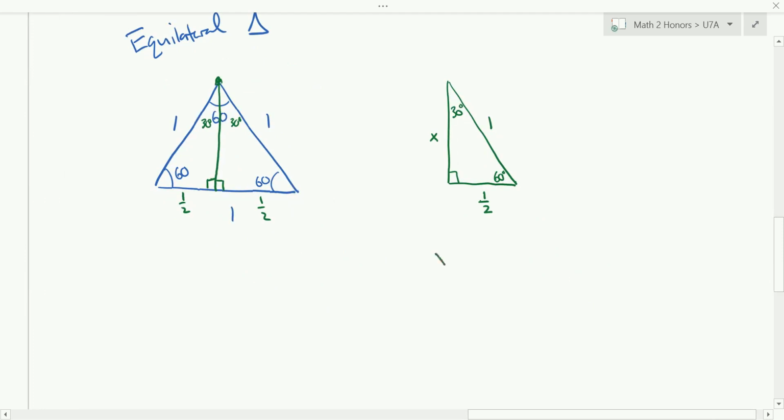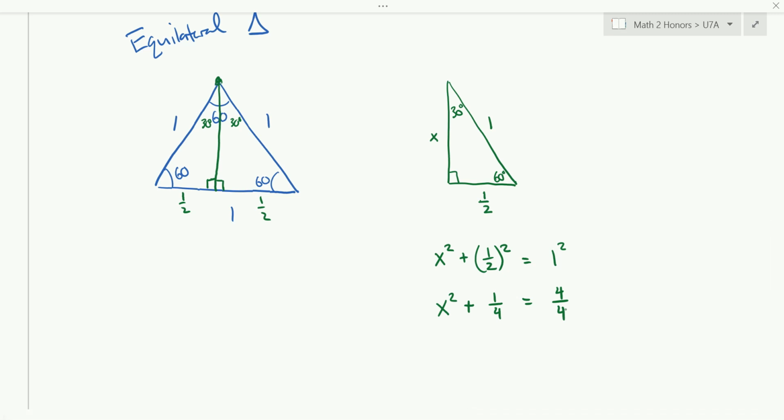So Pythagorean theorem says that x squared plus, which one should I use? 1/2 squared is equal to the hypotenuse squared. What's 1/2 squared? 1/4. 1 squared is 1, but I'm going to change it to 4/4 because I know what my next step is going to be. And I need to subtract, and I need a common denominator to subtract. And so what's 4/4 minus 1/4? 3/4. So x squared is 3/4.